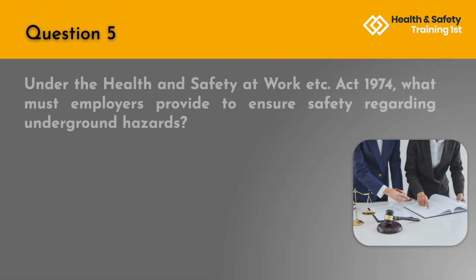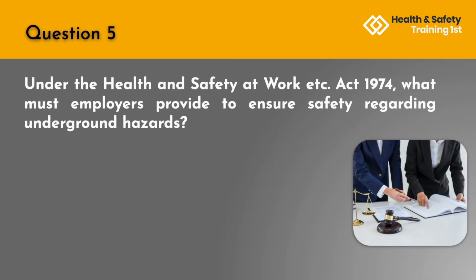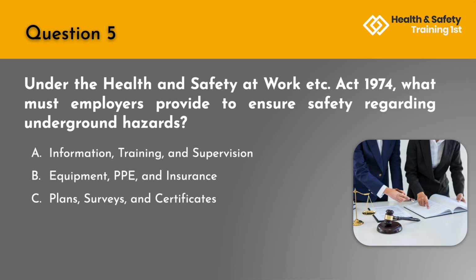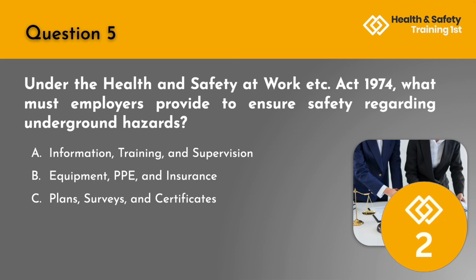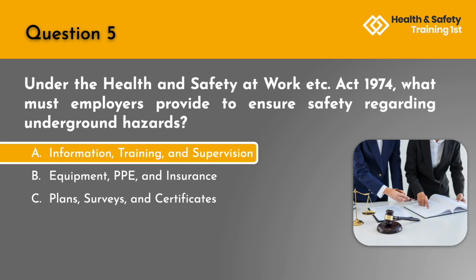Question 5. Under the Health and Safety at Work etc. Act of 1974, what must employers provide to ensure safety regarding underground hazards? A. Information, training and supervision. B. Equipment, PPE and insurance. Or C. Plans, surveys and certificates. The correct answer is A. Information, training and supervision.